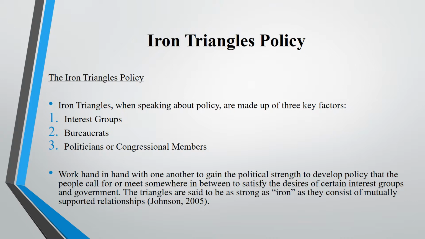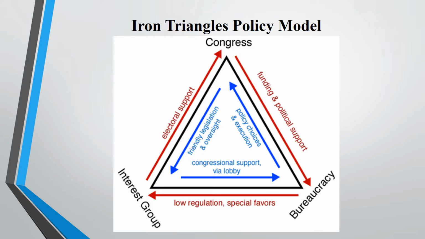So it's basically people in these different groups, or these 3 different key factors, help one another, kind of piggyback off of one another to lobby and pass policy according to the needs of either the interest groups, the bureaucrats, or the politicians or congressional members who are trying to pass such policy. So here we see a diagram of an Iron Triangles policy. Got Congress at the top, interest groups and bureaucracy at the bottom. But each of them are equal in the ways that they fund or support one another.